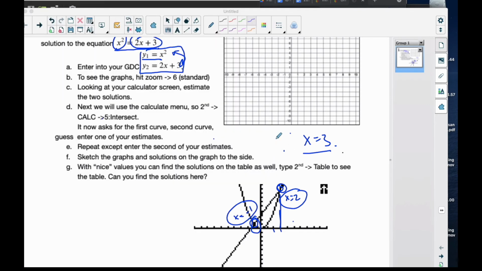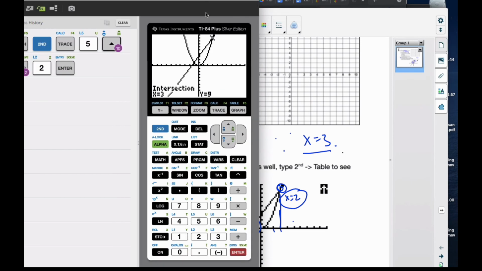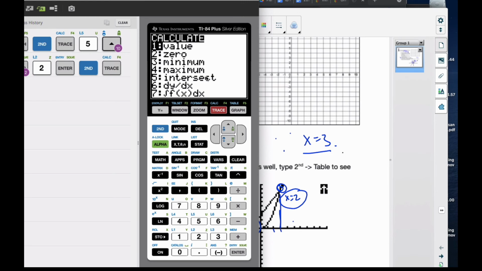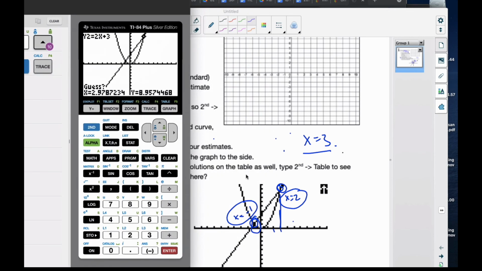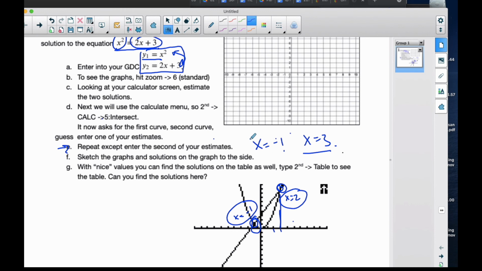Try it. Okay, now you're back. Now it says repeat it to find the second. So to do it again, I'll go through the steps. So watch: second, calculate. I'm going to hit number 5, which is intersect. This is my first curve. I want that to be my first curve. I hit enter. This is the second equation. I hit enter. But now my guess, remember, I thought it was at -1, so I type -1, not subtract 1, but negative 1. Hit enter. This time I was correct with my estimate. And so x is equal to -1.